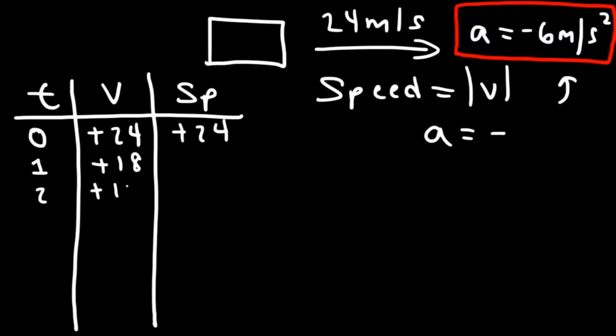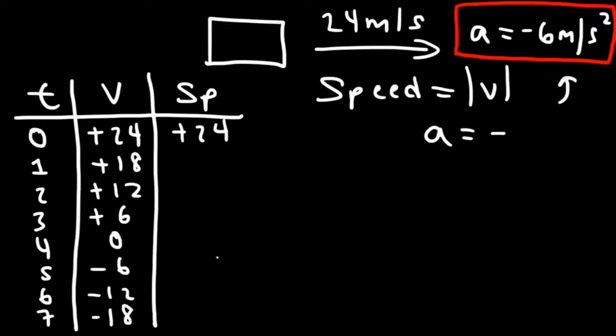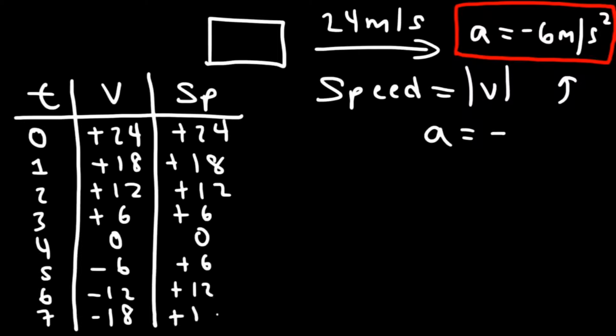2 seconds later, it will be 12. 3 seconds later, it's going to be 6. 4 seconds later, it's 0. 5 seconds later, it's going to be negative 6. And then negative 12 and negative 18 and so on. But speed is always positive. Positive 18, positive 12, positive 6, 0, positive 6, positive 12, positive 18.